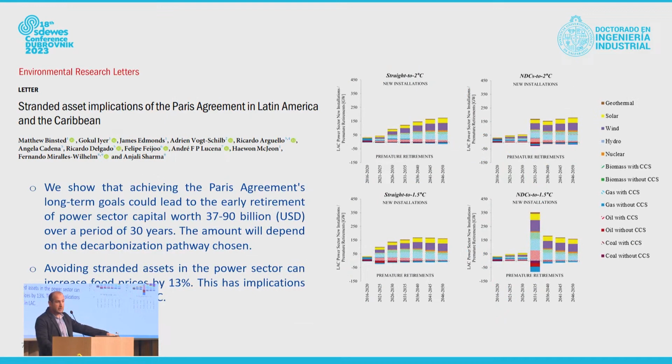First of all, we did this study a few years ago with colleagues from the Pacific Northwest National Lab. Basically, we looked into the stranded assets implication of the Paris Agreement in the Latin American context. We do find that we can meet the targets, but at a very high economic cost, okay? So that's something that we really need to take into account.